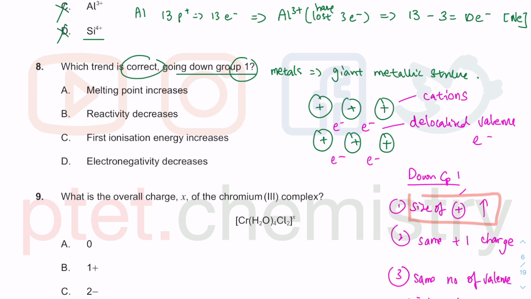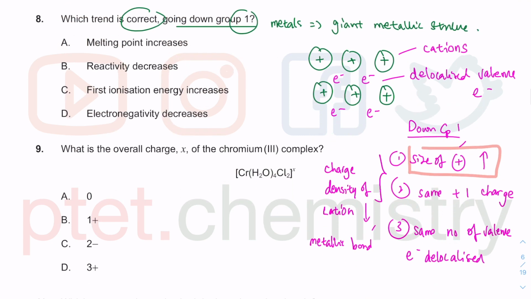Realistically speaking, it's the size of cation getting bigger. And if the size of cation is getting bigger, we can say the charge density of the cations is decreasing because the charge is the same, but the size is getting bigger, so charge density is getting smaller. Therefore, we can say the metallic bond is getting weaker. And that is the explanation for the metallic bond strength going down group 1. If that is getting weaker, your melting point will decrease and not increase.